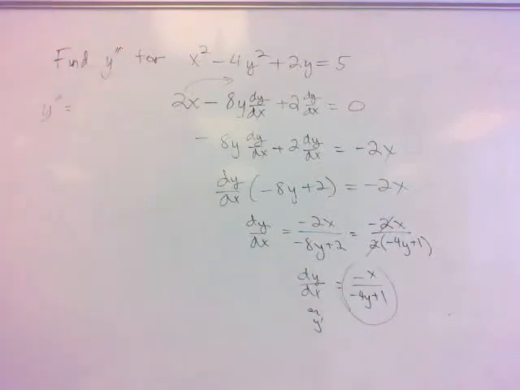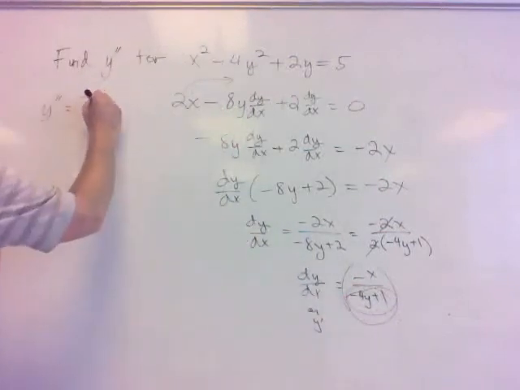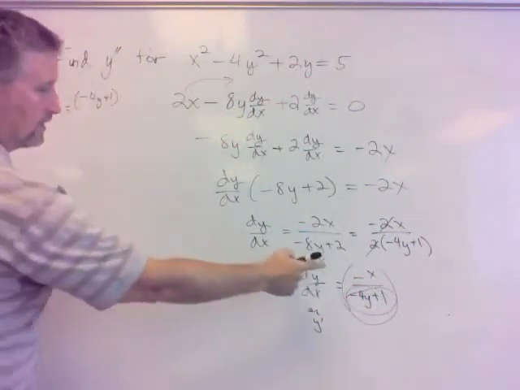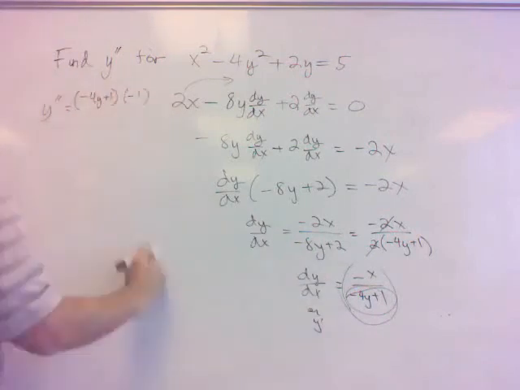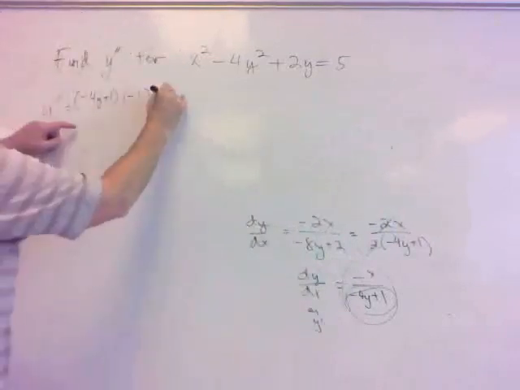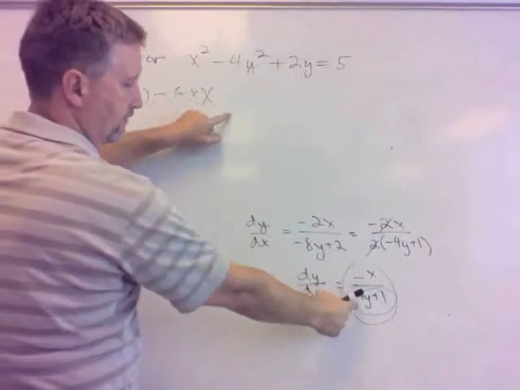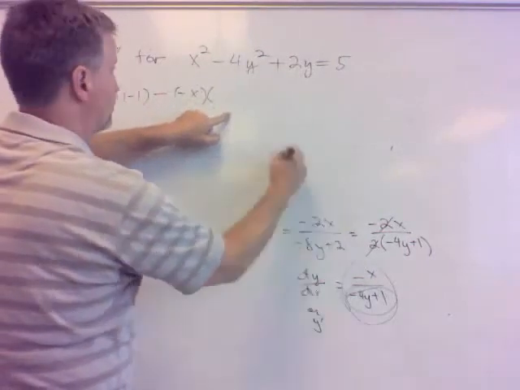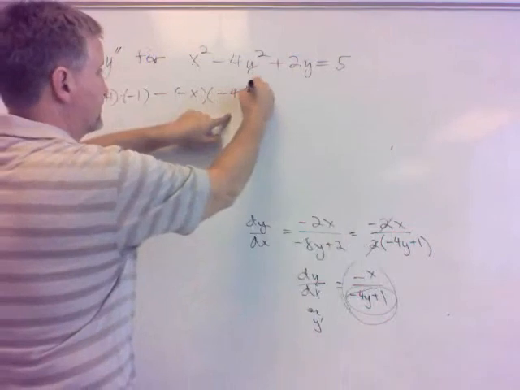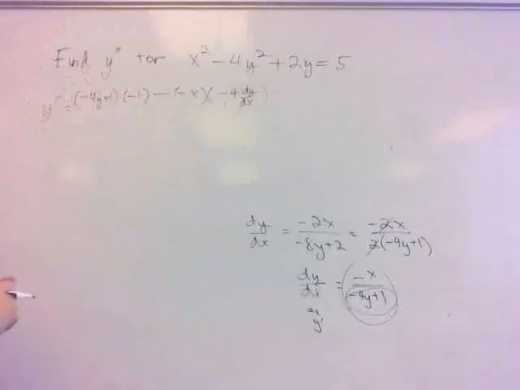So let's see if you are with me here. If I do the quotient rule here, low d high, so it'd be negative 4y plus 1 times the derivative of the high, negative 1. Minus high, which is negative x, times derivative of low. All right, what's the derivative of the low? Derivative of negative 4y, what would that be? Negative 4 dy/dx, okay? And then the derivative of 1 is 0, so that's it. Negative 4 dy/dx, derivative of the low. Over, though, don't forget, low squared.